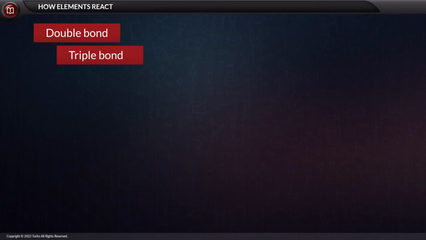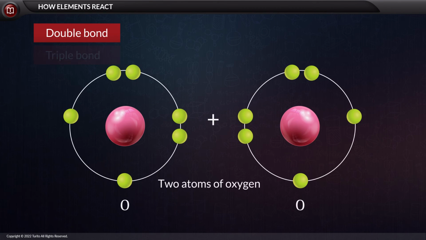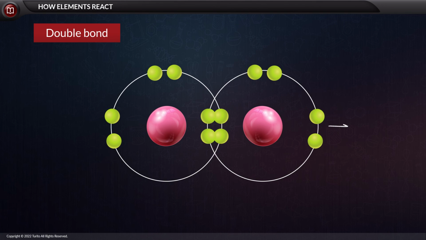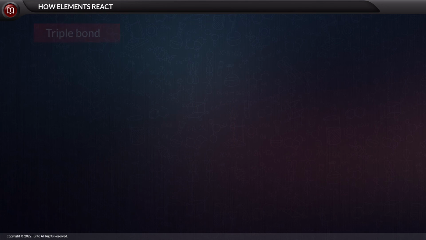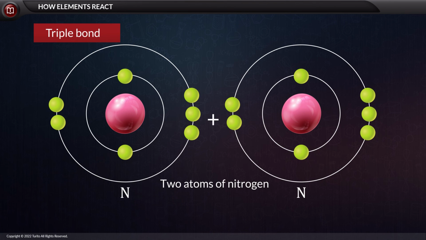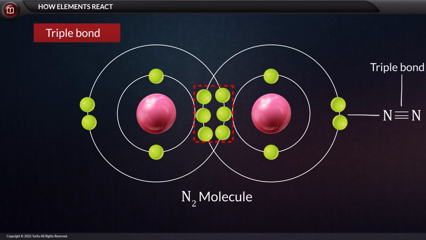There is also the possibility of the formation of double and triple bonds between 2 atoms. For example, an oxygen molecule is formed by sharing 2 valence electrons between 2 oxygen atoms. Again, 2 nitrogen atoms combine with each other to form a triple bond between them by sharing 3 electrons each.